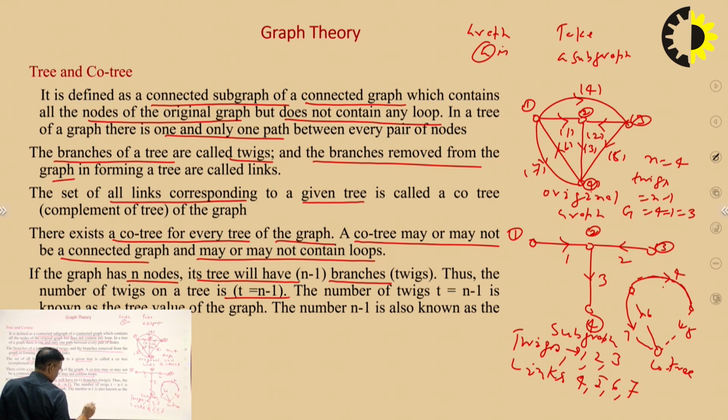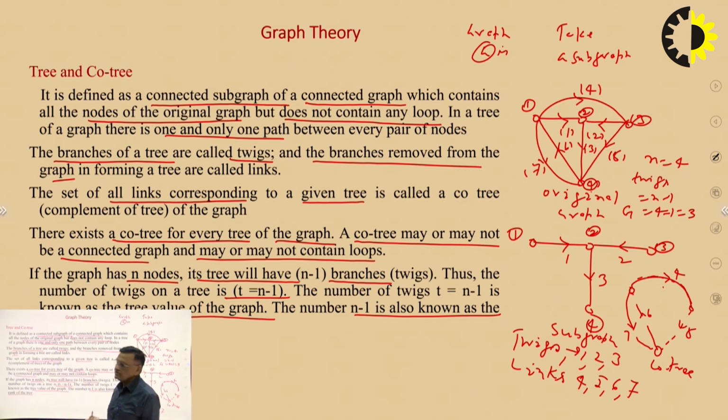N minus 1. The number of twigs, t equal to n minus 1, is known as the tree value of the graph. And the number n minus 1 is also known as the rank of the tree. How can we find the rank of the tree? That is equal to n minus 1.